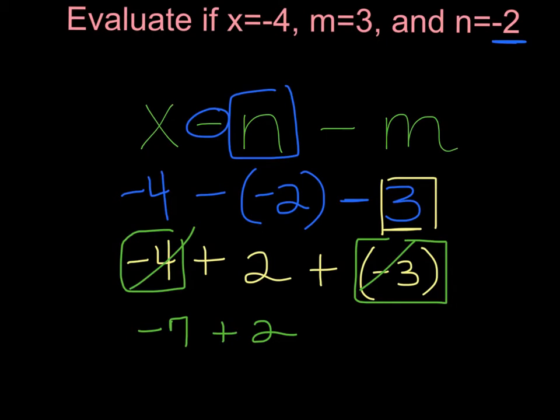All right, positives and negatives, they don't combine together. They actually cancel each other out. So it looks like I have more negatives, so my answer is negative, and these two positives are going to cancel 2 of those, so I'm going to be left with -5 for my final answer.